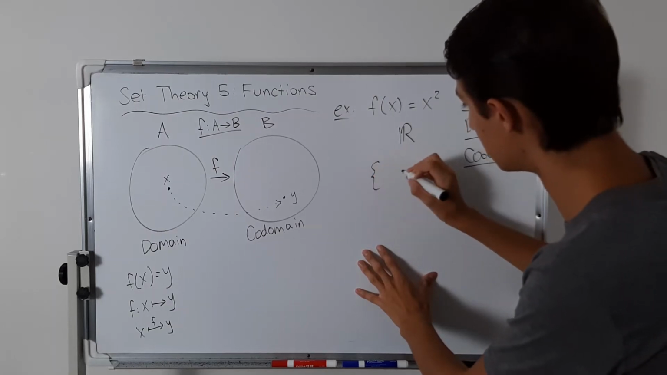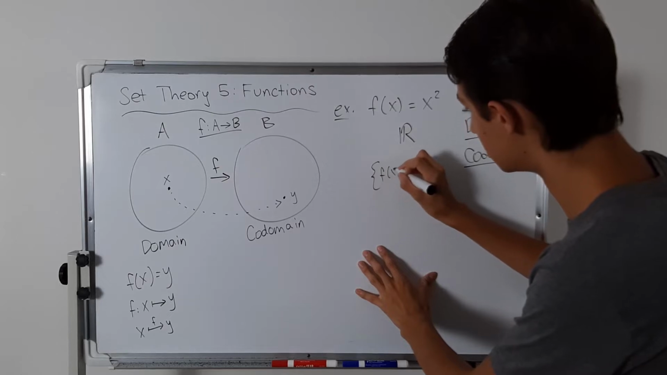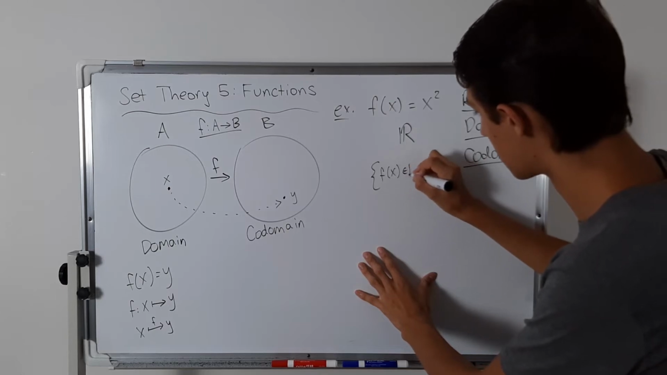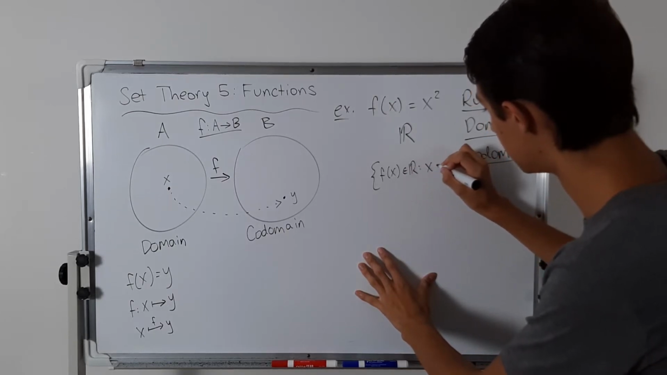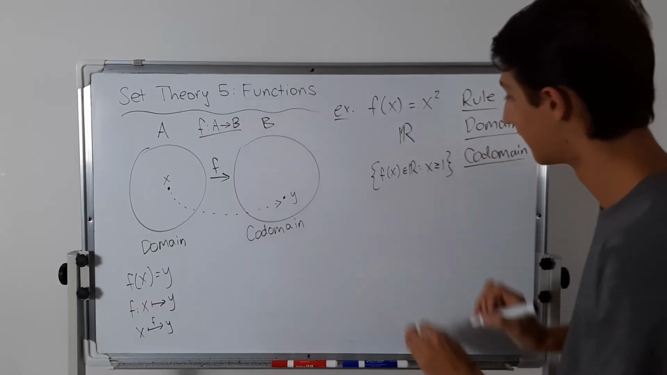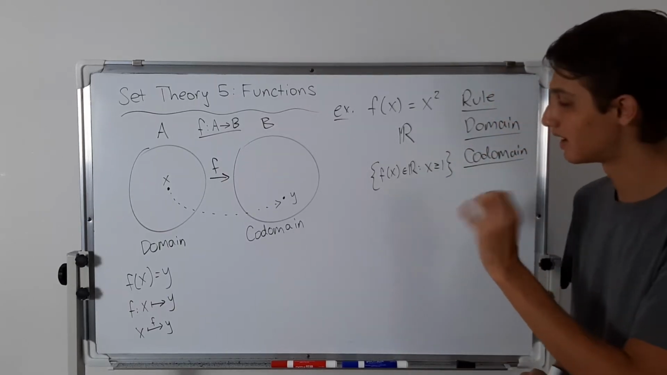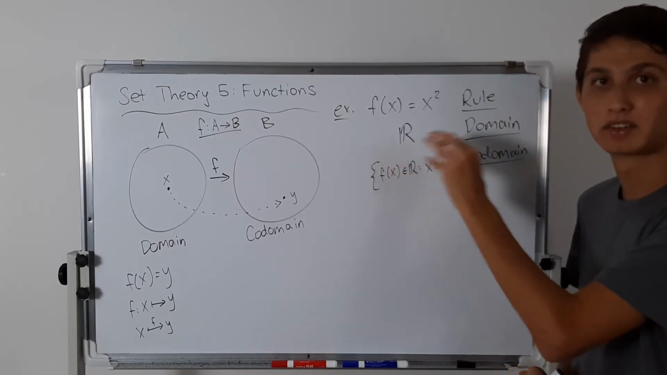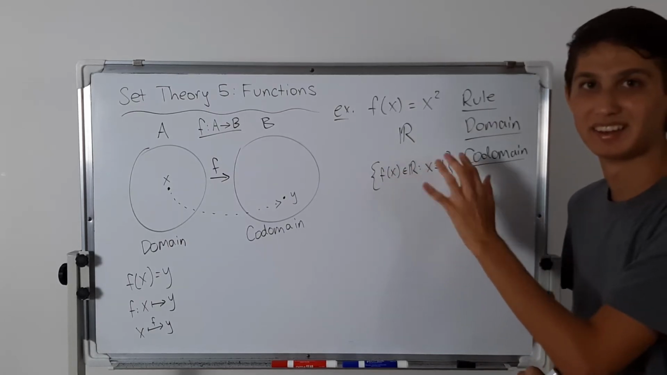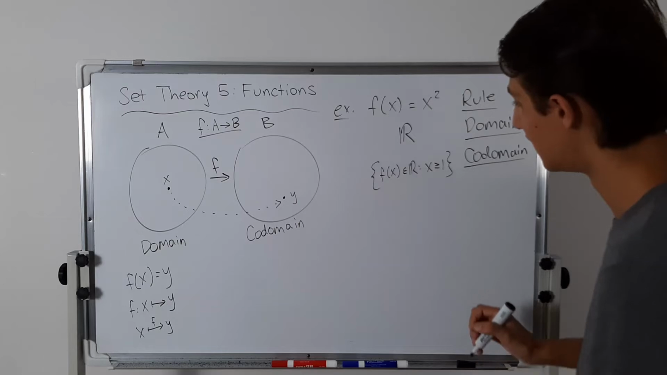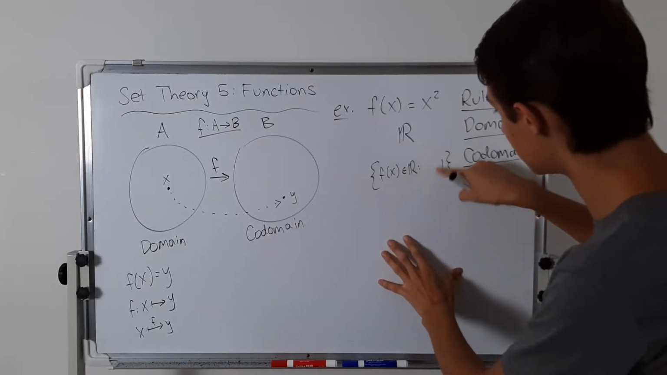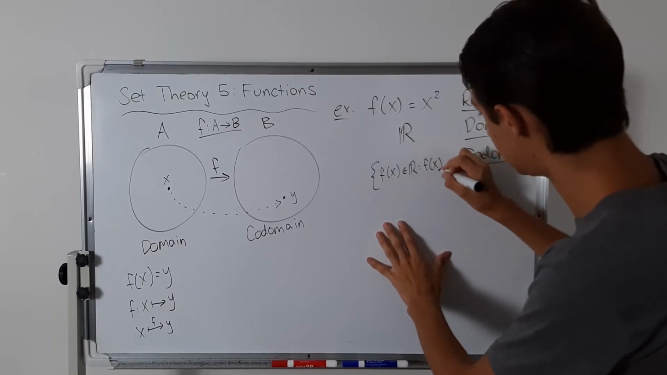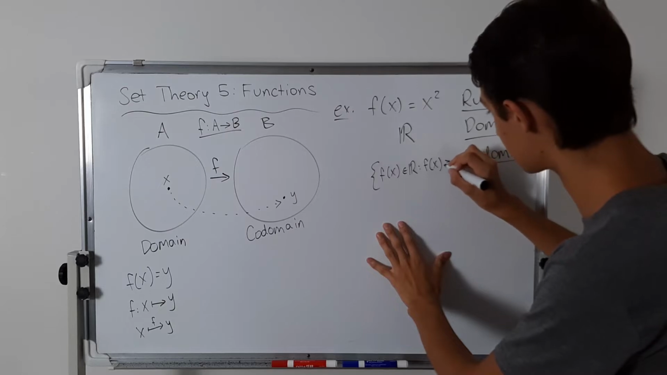So I could say, let me write it in set builder notation. It's going to be all f of x's in the real numbers such that x is greater than or equal to 1. Okay? Is this valid? Well, not quite, because I said that the domain is all the real numbers. Here it's not working. Or even if I said something like f of x in R such that f of x is greater than or equal to 1.